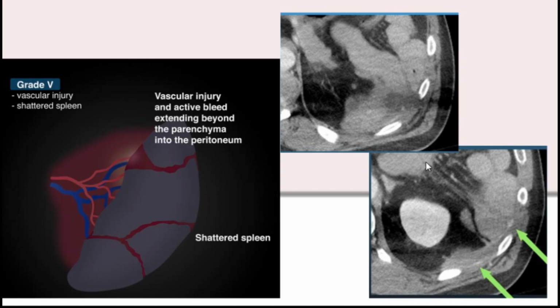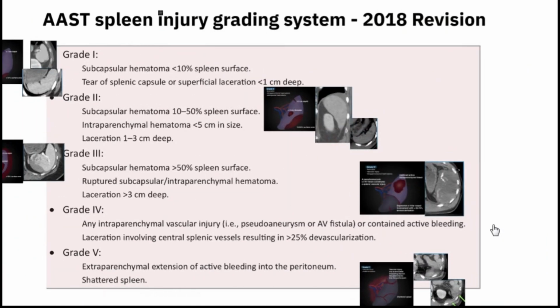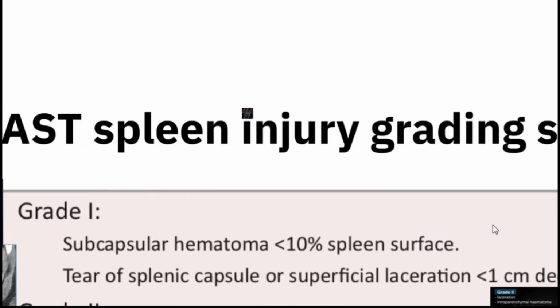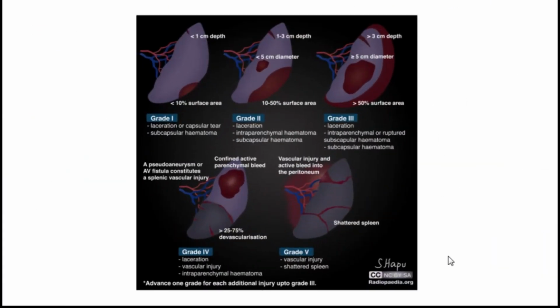Yes, this is the same. We can see multiple pieces of spleen here and there. Yes, shattered spleen. So this is regarded as the most severe one, which is grade 5, according to the AAST criteria. So briefly, we have 5 grades for the AAST criteria for spleen injury.